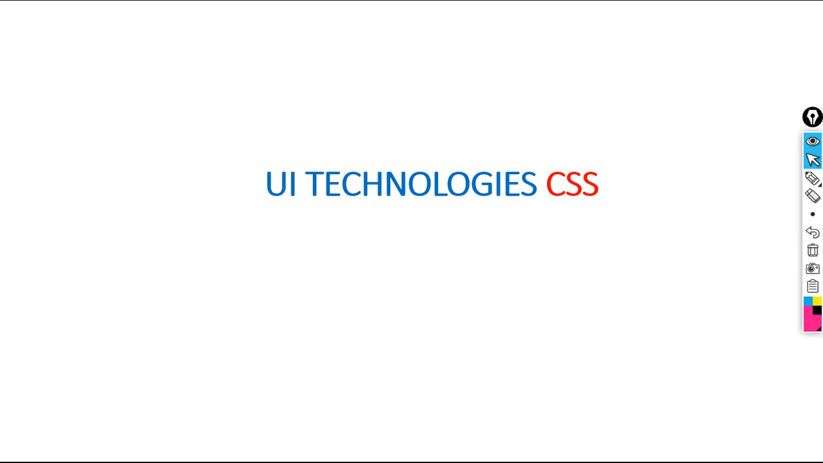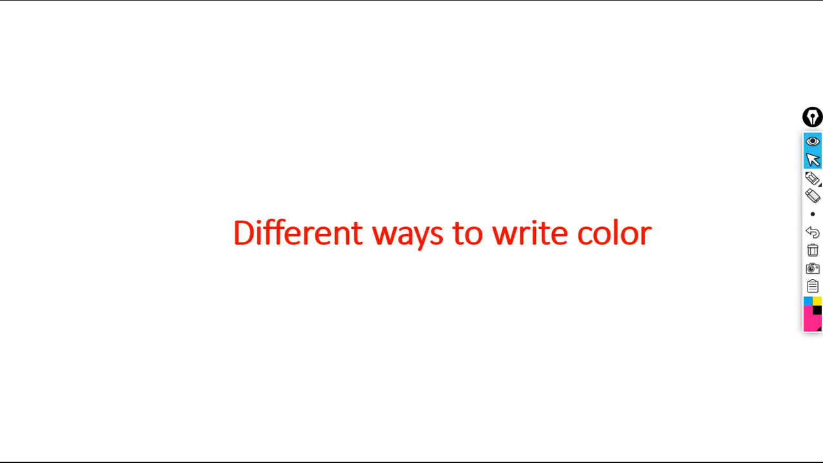This is a series of UI technologies, CSS, and this is part 2. So let's begin the session. Today we are going to learn different ways to write color. First way: color, colon, then the name of the color. Let's understand this with a practical example.